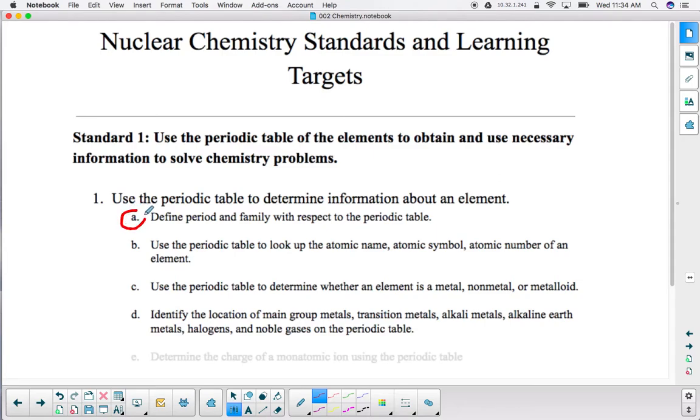Today, as part of this lesson, you will define period and family with respect to the periodic table. Use the periodic table to look up the atomic name, atomic symbol, and atomic number of an element. Learn to use the periodic table to determine whether an element is a metal, nonmetal, or metalloid. And lastly, learn to identify the location of the main group metals, transition metals, alkaline earth metals, halogens, and noble gases on the periodic table. Notice that I have circled these things on the yellow learning targets packet so that you know what things you are expected to know at this point in the course.